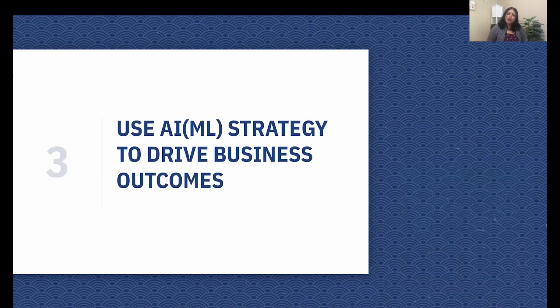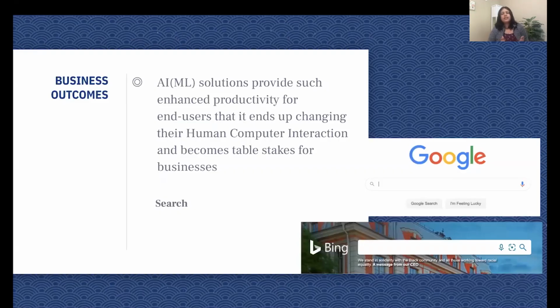Moving on, the next thing that we'll cover is what are the different kinds of business outcomes AI strategies can drive. And this is one of the things that you should always keep in mind as you define a strategy around using AI. So the first business outcome, everybody knows about search, whether it's Google search, Bing search, everybody. Now, AI-powered search brought so much productivity value to end users that it entirely ended up changing their human-computer interaction paradigm, and it became table stakes. So now you have AI-powered search everywhere, from Netflix to Spotify to Nordstrom. Just about everything has an AI-powered search engine behind it.